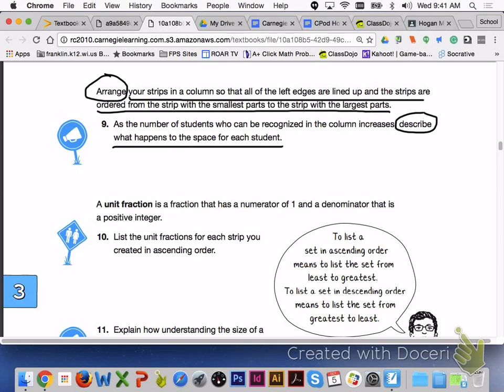Now that you have completed the fraction strip activity with your group members, turn to page 132 and this is where we will start the video lesson. Arrange your strips in a column so that all of the left edges are lined up and the strips are ordered from the strip with the smallest parts to the strip with the largest parts. Answer number 9 with your group members.